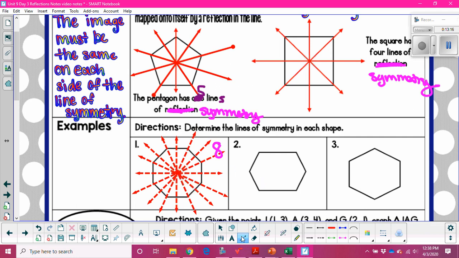Okay, the lines of symmetry for number 2, you have one going here. Oops. And you also have one going here. This is not a regular polygon. All the sides aren't the same. This one only has 2.